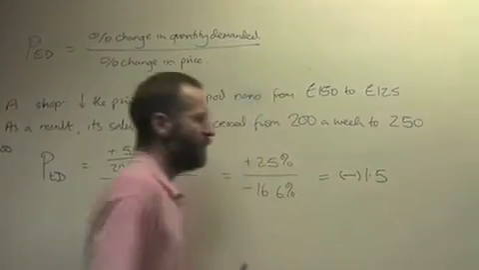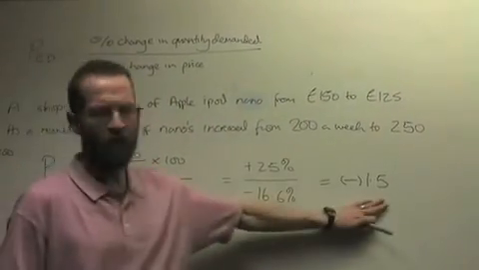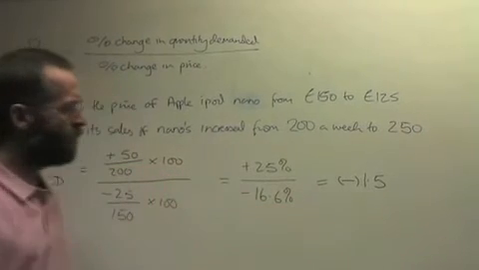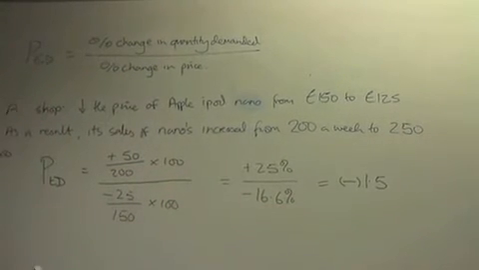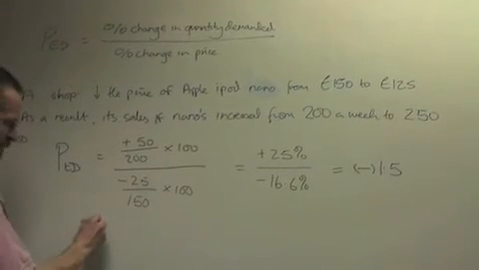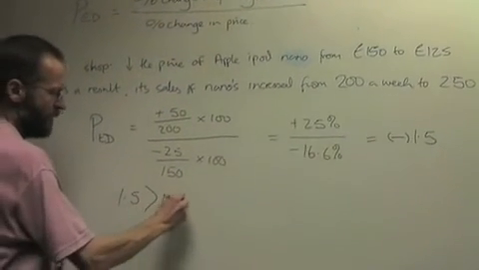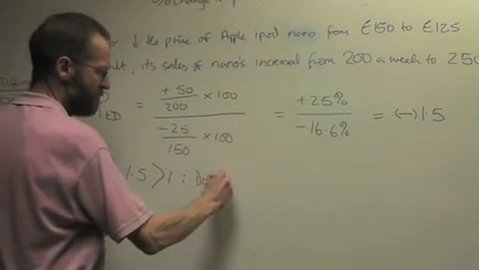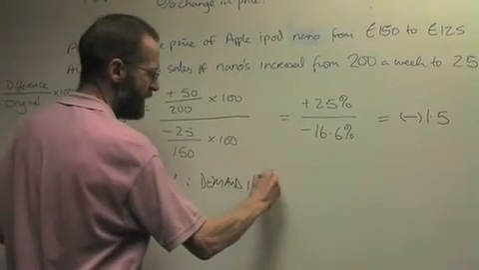So what we're left with then is a number, 1.5. We have to compare it to 1. It's greater than 1. Okay, 1.5 is greater than 1. So we say that demand is elastic.